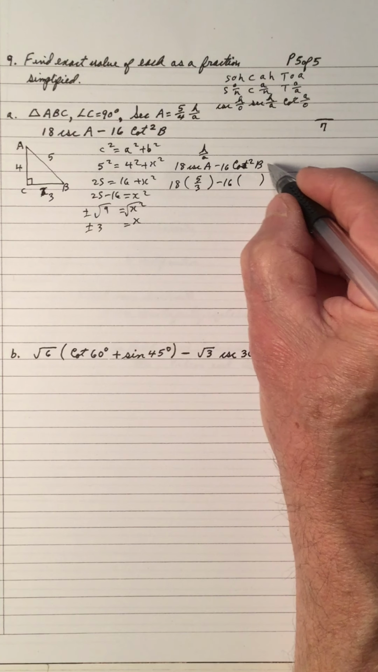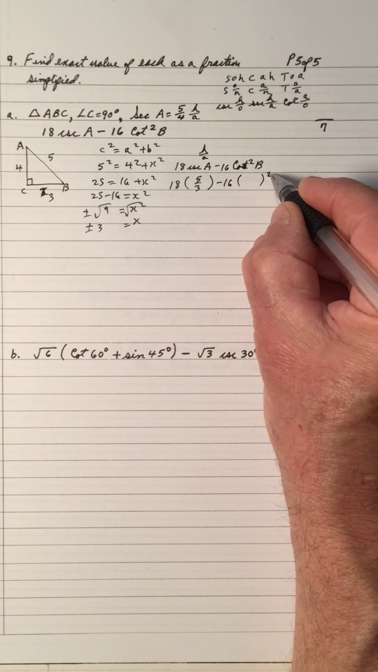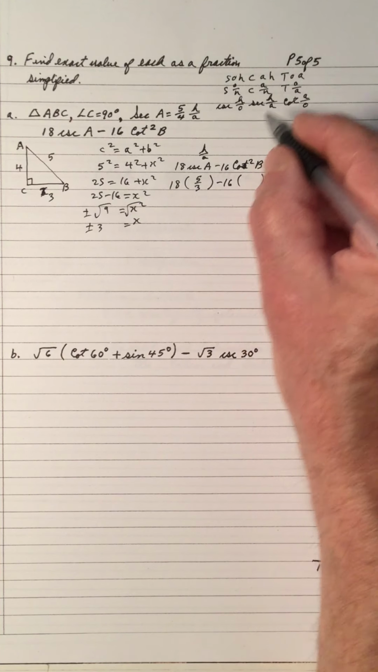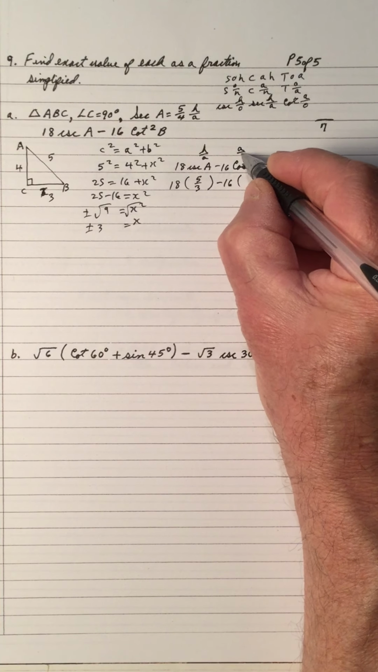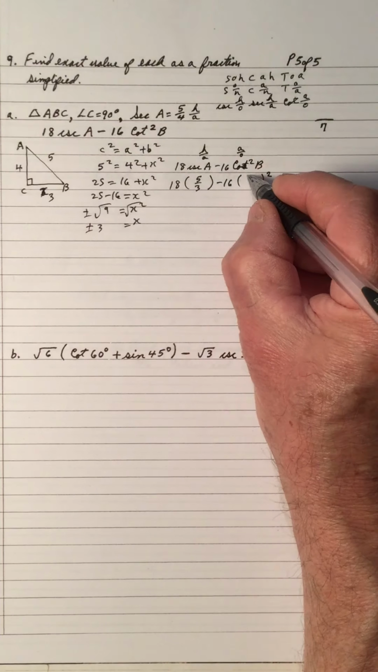And notice this is cot of B, cot squared, so the square goes outside the bracket. And we do the cot of B. The cot is adjacent over opposite for angle B. Cot is adjacent 3 over opposite 4.